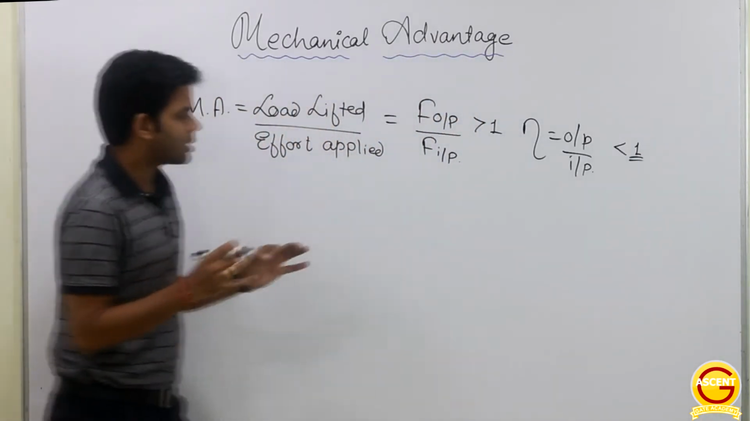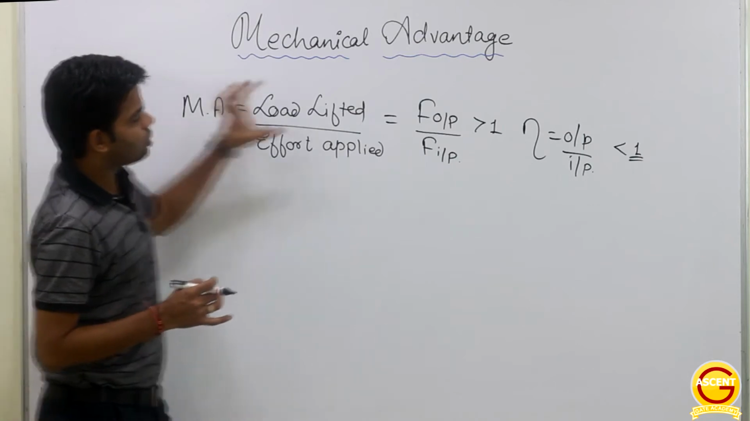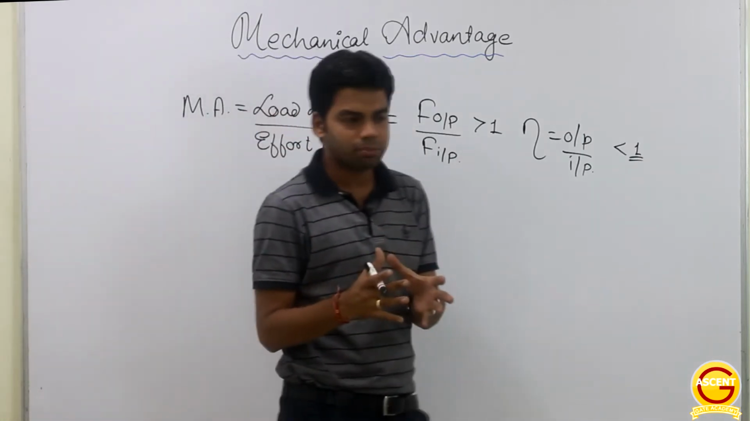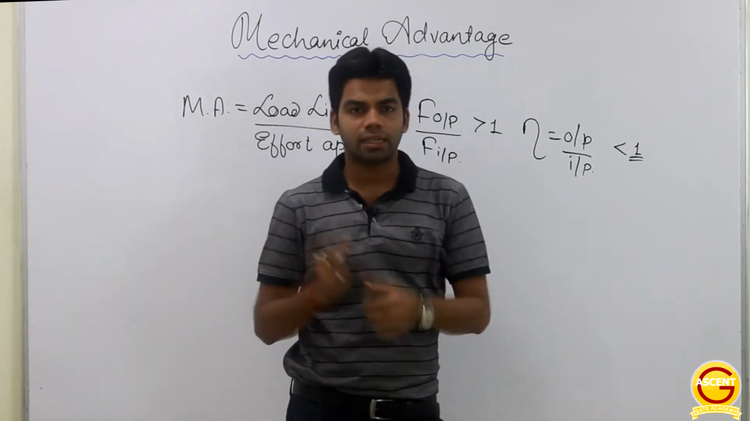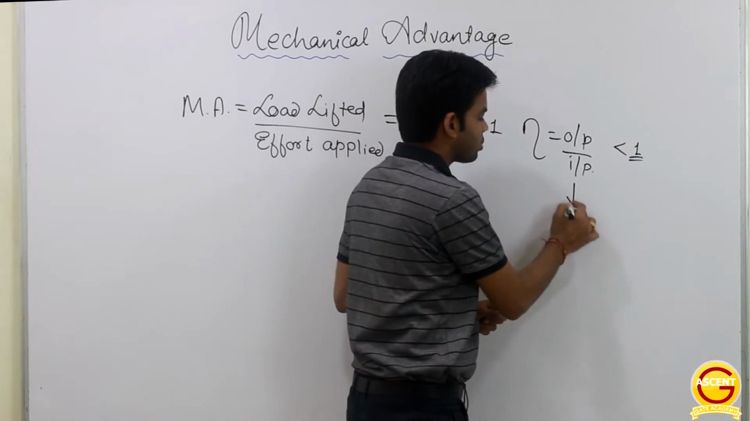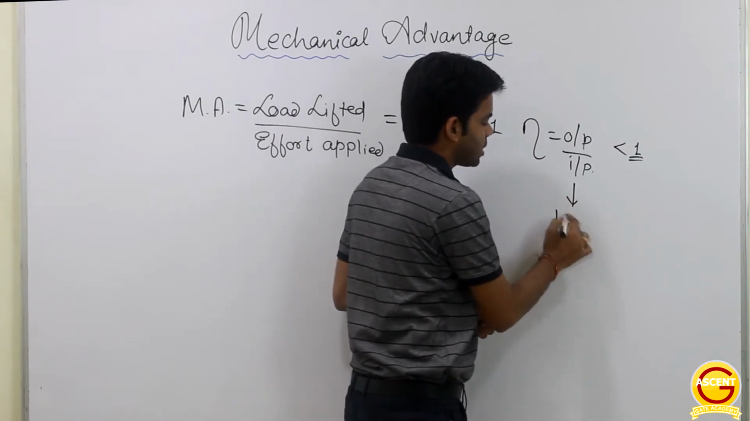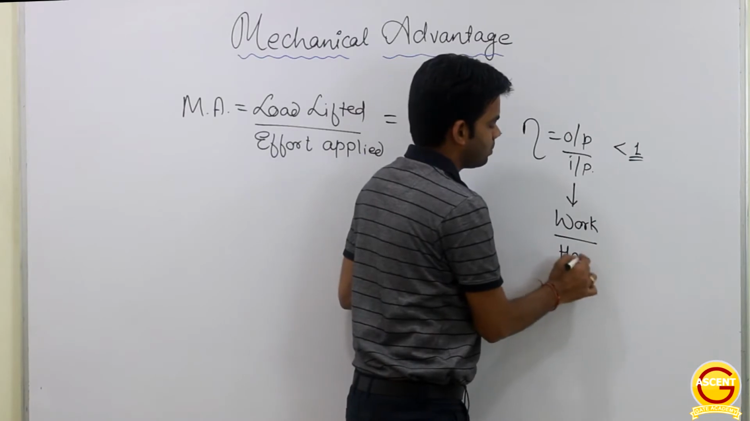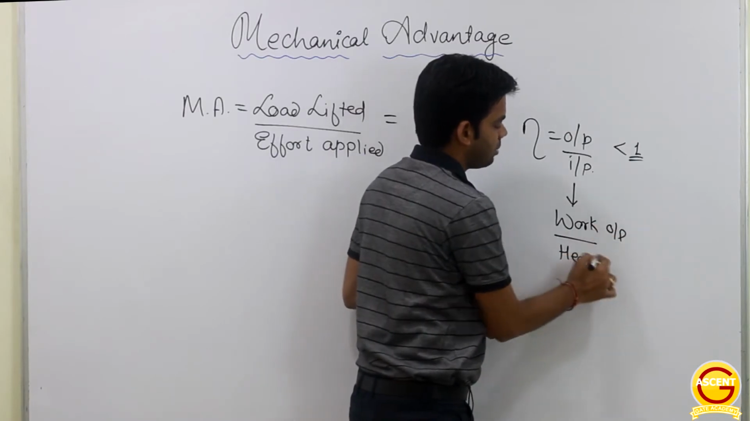So just understand this thing, that mechanical advantage is actually force output to force input. That means how much force we are applying at input and how much force we are getting at output. That is mechanical advantage. Efficiency is actually the power output. How did we define efficiency? Total work done divided by heat input. Work output divided by heat input.